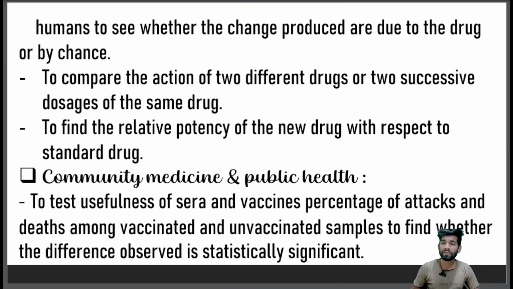The next, community medicine and public health. To test usefulness of sera and vaccines, the percentage of attacks and deaths among vaccinated and unvaccinated samples is compared to find whether the difference observed is statistically significant. Here we have to test the usefulness of sera and vaccines, comparing attacks and deaths among people who are vaccinated and who are not vaccinated.